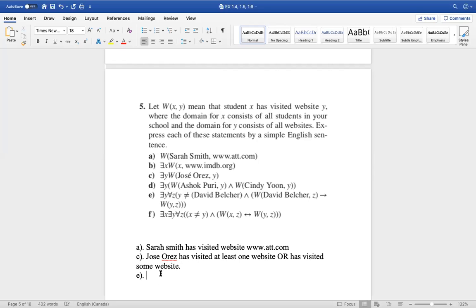Let's take a bigger one here, part E, a little bit challenging. We have, there exists a website represented by y. There exists a website, for all z. Here for this quantifier, we don't know what exactly it means, because we don't know the domain for that. But what we do know is that if we take just this part, it would mean that David Belcher has visited website z, and if we take this part, it means that y has visited website z.